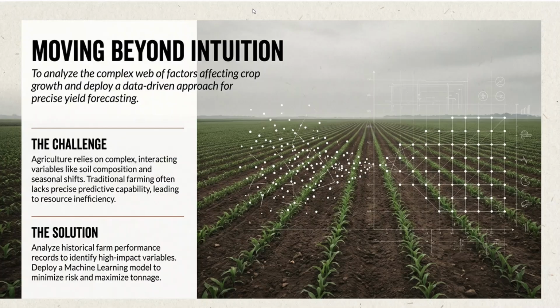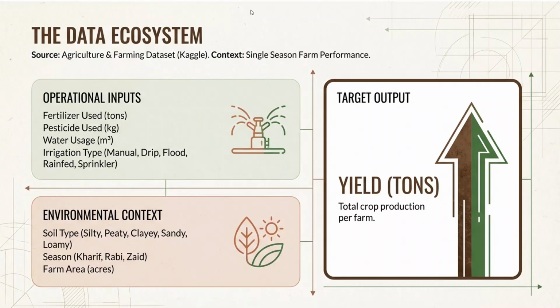Agriculture depends on many interacting factors like crop type, irrigation, soil, season, and resource use. Traditional farming decisions are mostly intuition based and lack precise yield forecasting. So our goal is to use data driven machine learning to predict crop yield and support better farming decisions.